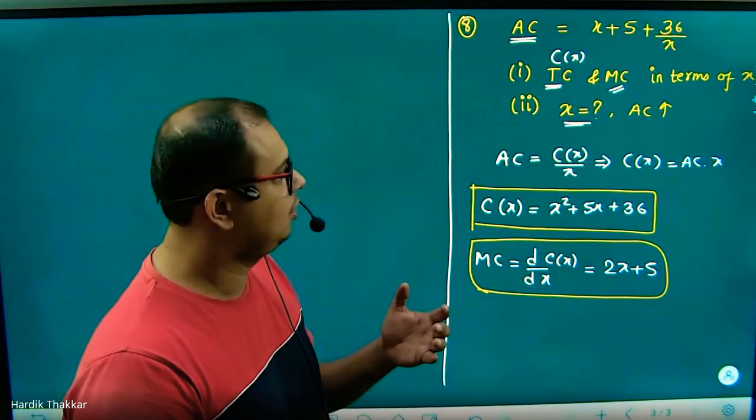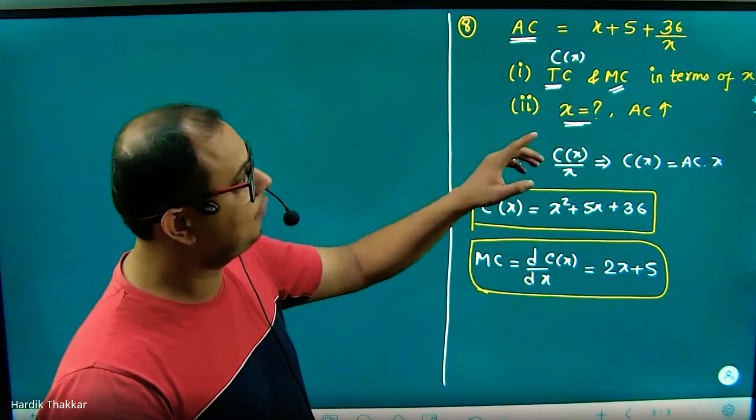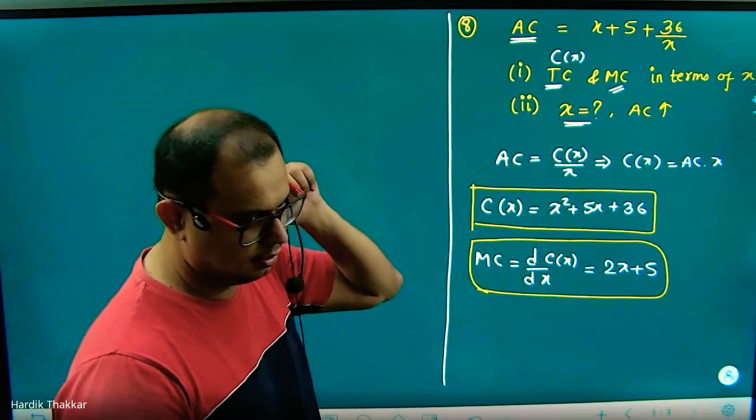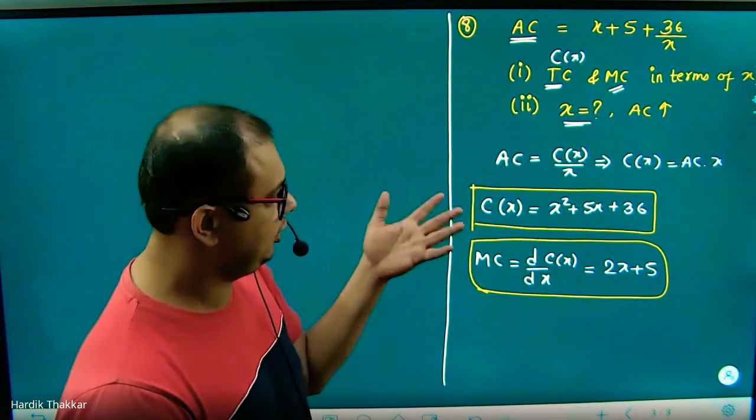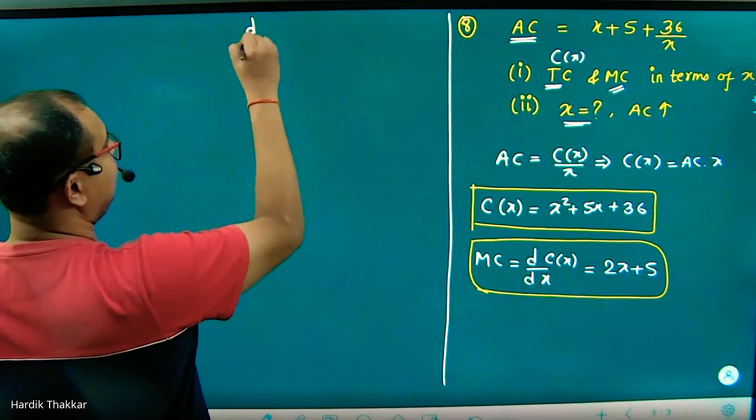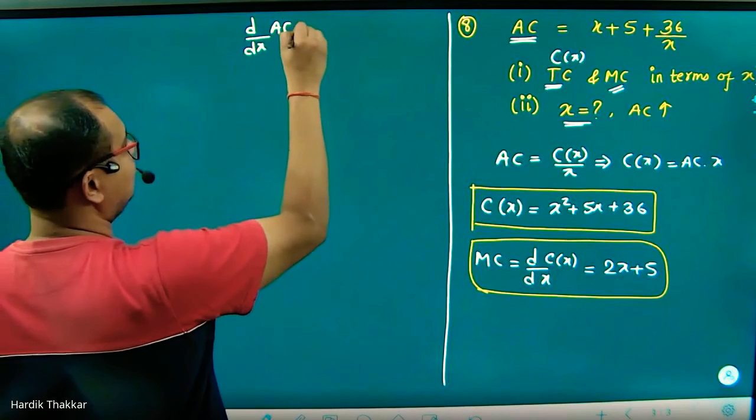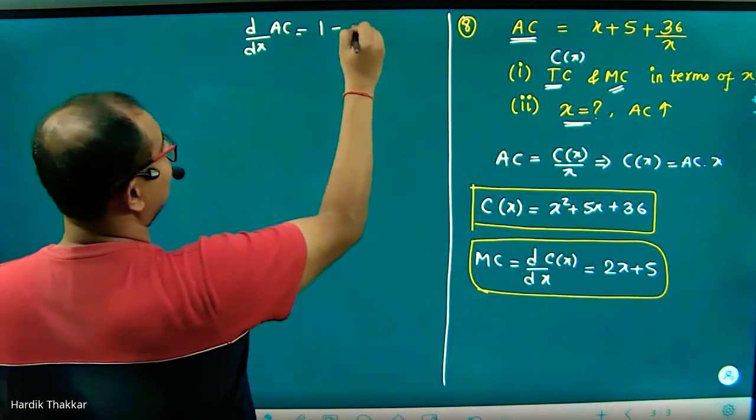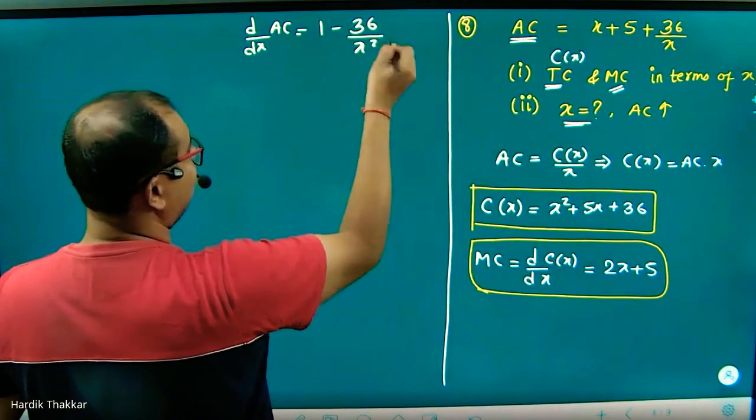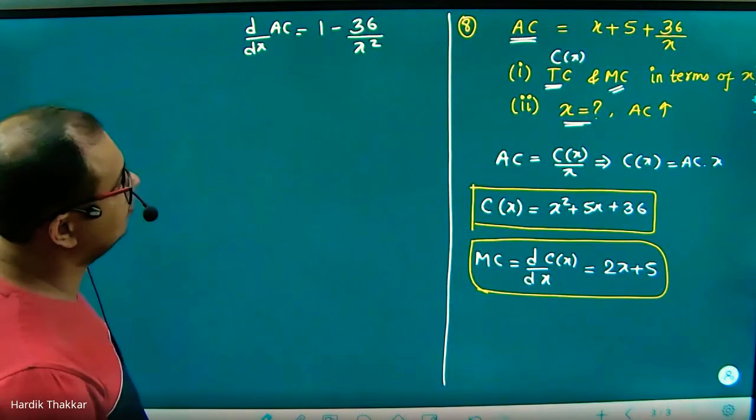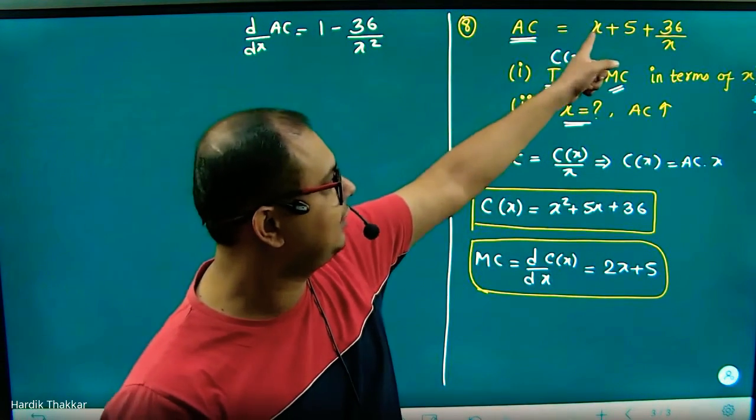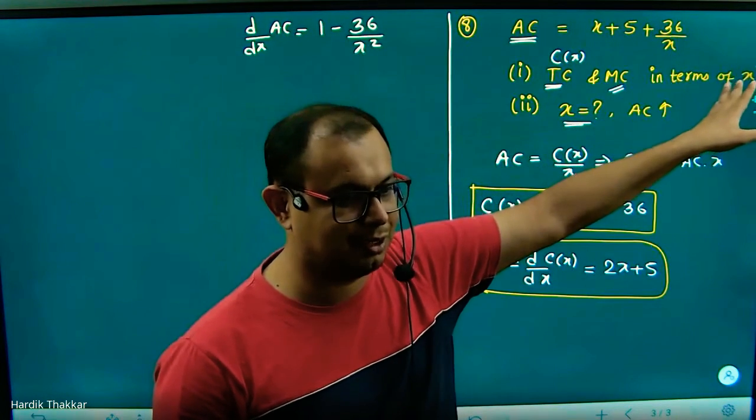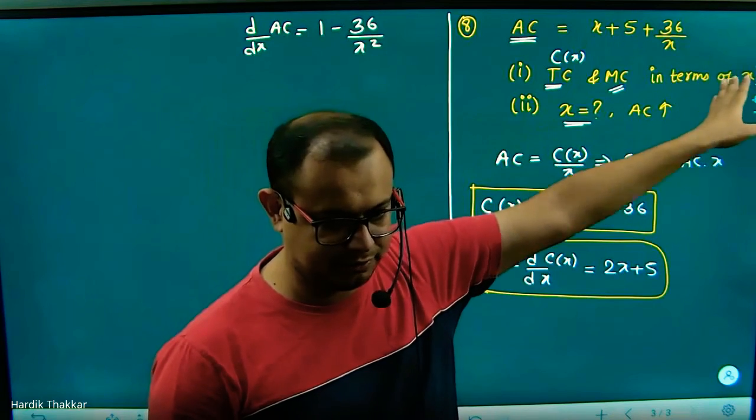Okay. So for that we have to differentiate AC first. Correct. Check करते. So d by dx of AC will be 1 minus 36 upon x square. Okay. Derivative of x is 1, derivative of 5 is 0, derivative of 1 upon x is minus 1 upon x square. Recall karo. ठीक है, clear?